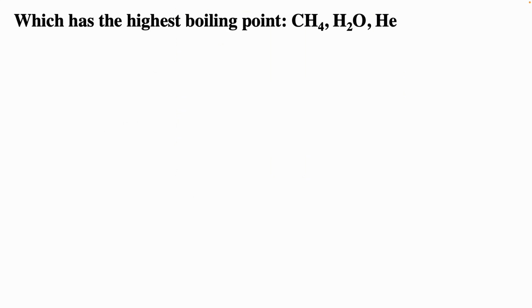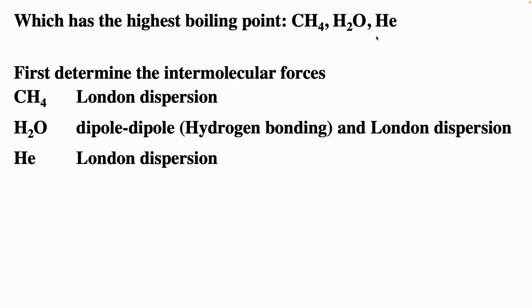So which has the highest boiling point: methane, water, or helium? Remember, the goal is to figure out what intermolecular forces are present. And so typically you have to draw the Lewis diagram. For methane, you'd see that it is nonpolar, so the only interaction is London dispersion. Water has hydrogen bonding and London dispersion. Everything has London dispersion. Helium's a noble gas, it has just London dispersion. And so that means that water should have the highest boiling point.